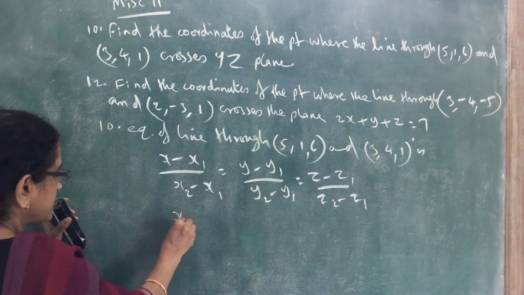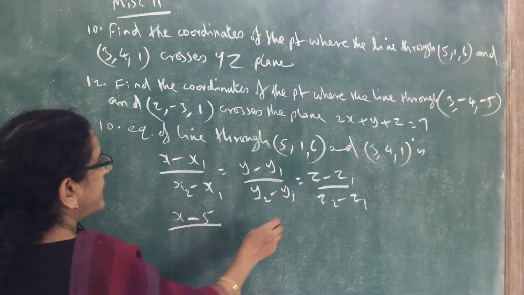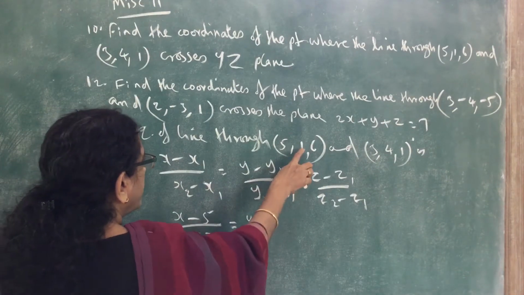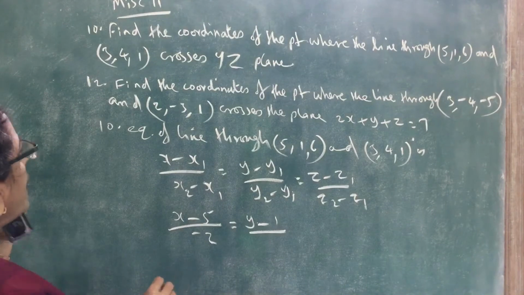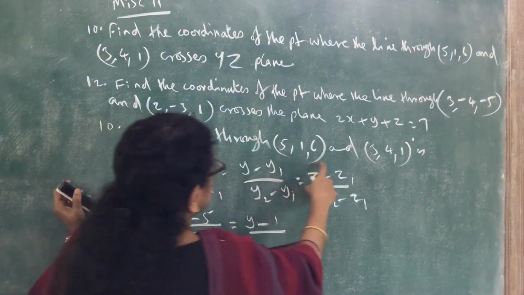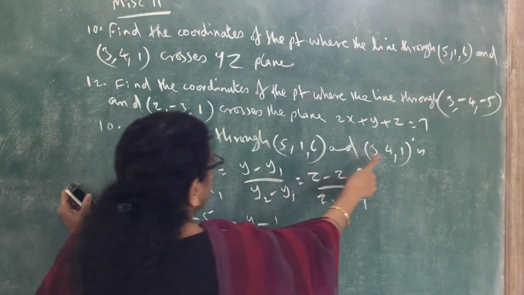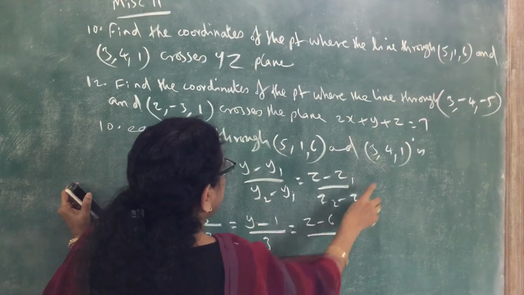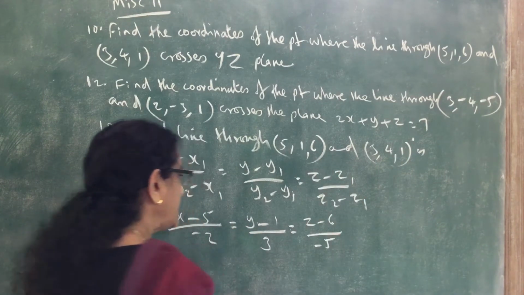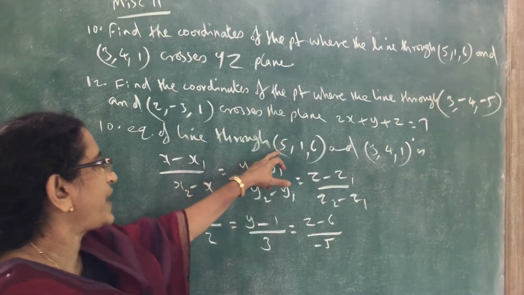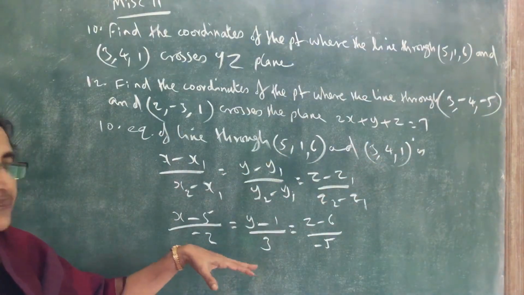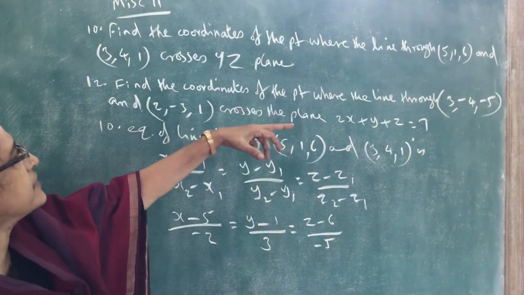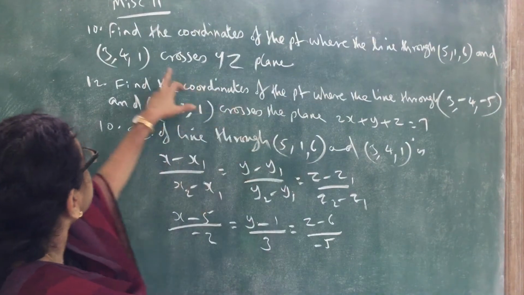Substitute here. So x minus 5 divided by 3 minus 5, that is negative 2, y minus 1 by 4 minus 1, that is 3, equal to z minus 6 divided by 1 minus 6, negative 5. So this is the equation of the line passing through (5, 1, 6) and (3, 4, 1). Now find the coordinates of the point where this line crosses the YZ plane.